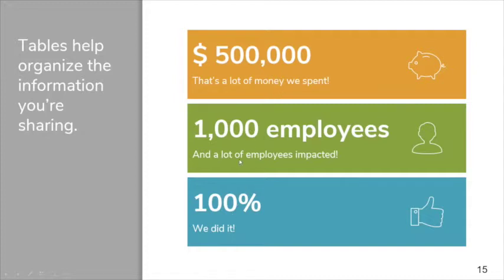I copied and pasted these text boxes into each rectangle and then typed over it. And then I actually added another fun little element, which was an icon for each fact. So this is a neat way to take that information to an additional level of understanding for your participant. So it's color-coded, it's in a chart format, it has different text sizes, and it has icons that represent what I'm trying to say. So piggy bank for money, a person for employees, and a thumbs up because we did it.